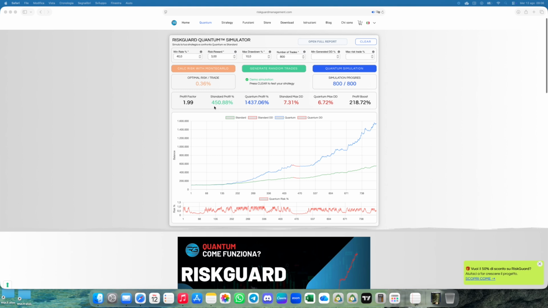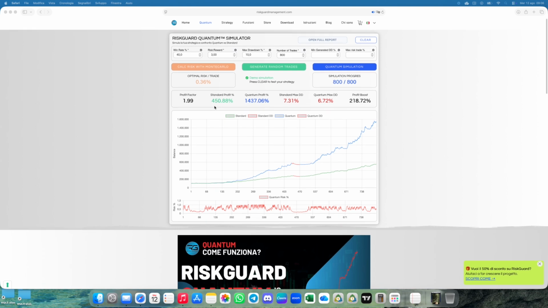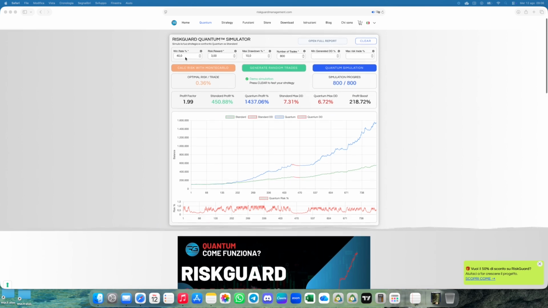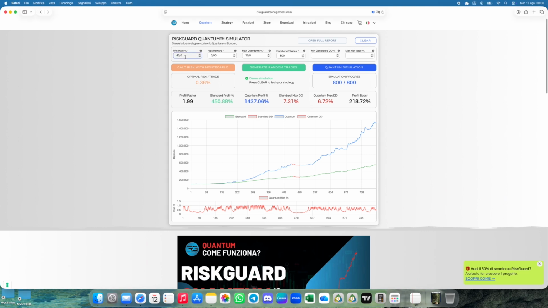This simulator is designed to help you understand how quantum works in risk management. Many traders don't realize that the risk used for each trade shouldn't be chosen randomly. Instead, it should be calculated based on the characteristics of your strategy.